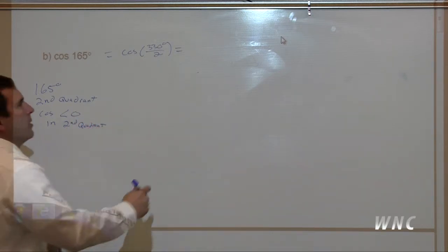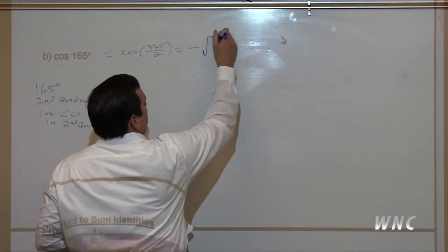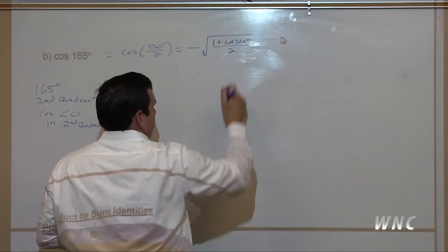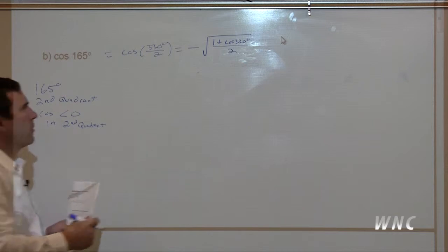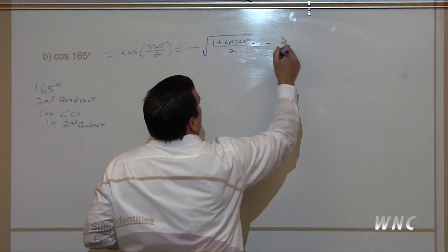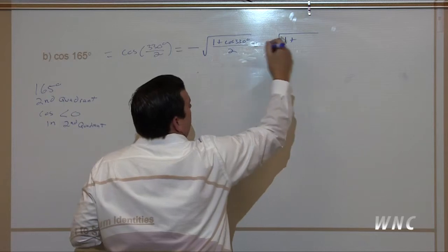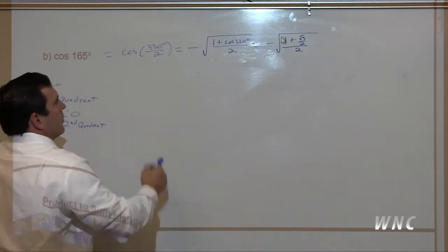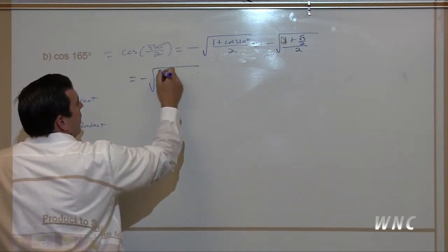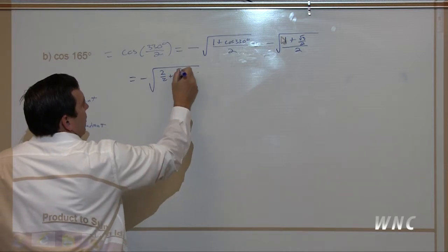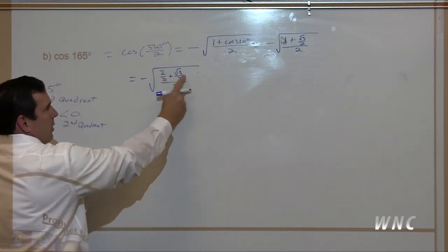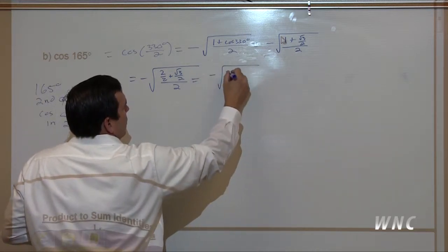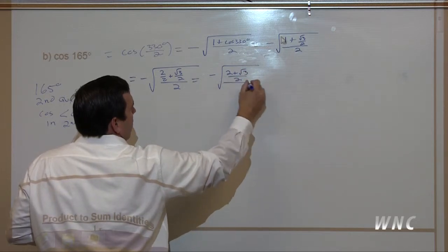Okay, so that means our answer is going to be negative square root of (1 plus cosine 330 degrees) over 2. One plus, now cosine 330 is square root of 3 over 2, all over 2. We have the negative square root of 2 halves plus square root of 3 over 2. This is going to be a common procedure here to combine the numerator. Negative square root of 2 plus the square root of 3 over 2, over 2.